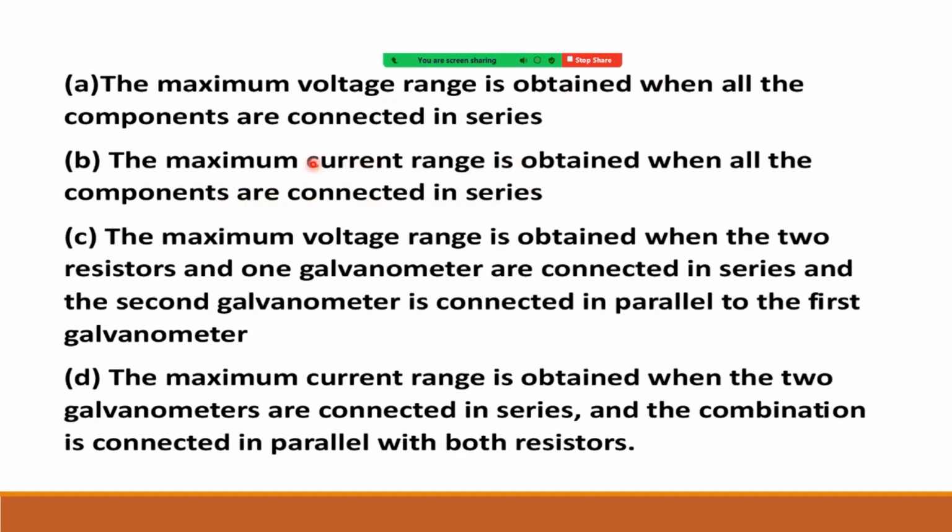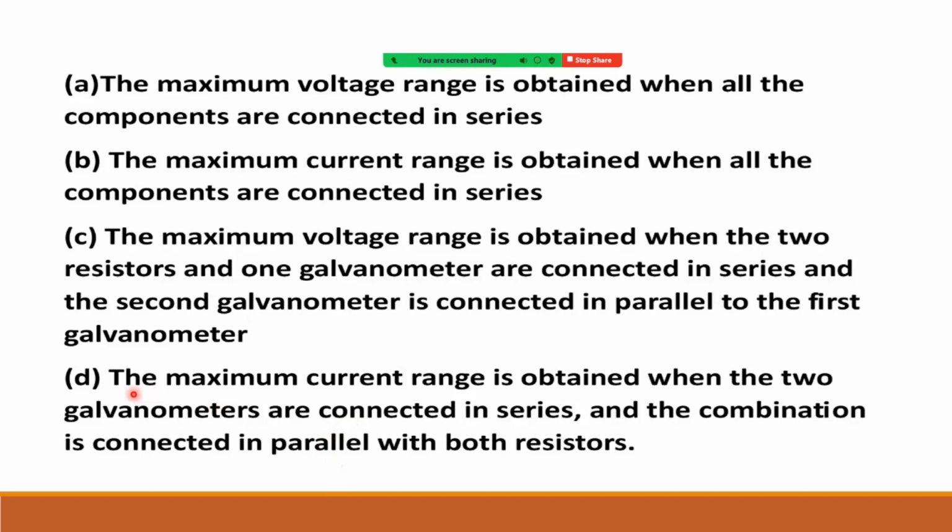Next, the maximum current range is obtained when all components are connected in series. This is wrong. We have learned that we connect a small resistance in parallel to the galvanometer to get maximum range. So the resistance should be as small as possible. Okay. So option B is not correct. Option C: the maximum voltage range is obtained when two resistors and one galvanometer are in series and the second galvanometer is in parallel. So this is not correct. Already we got the option here, right? All must be in series.